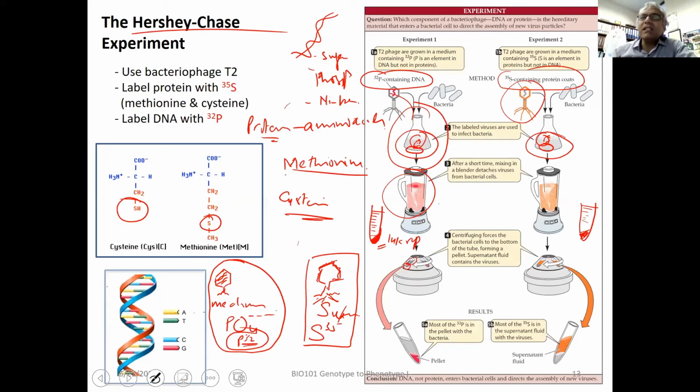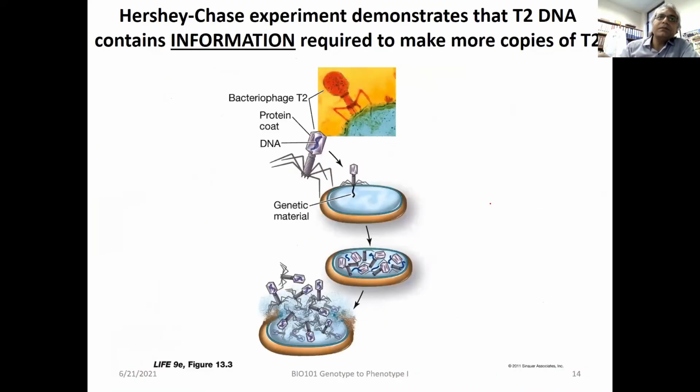When they observed this, they discovered that it's the DNA, क्योंकि जो S35 है, it all remained in the supernatant, but all the P32 went into the pellet inside the bacteria. So that was a proof that the molecule of heredity is basically a DNA molecule. Any question till here? No, sir.